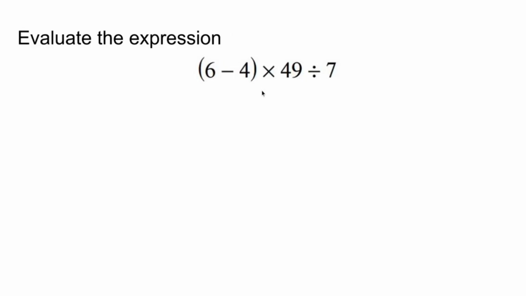Evaluate the expression. So I see a bunch of numbers and symbols, which tells me this is PEMDAS. Now, PEMDAS is an acronym. And what you do first is you start out with everything inside the parentheses. Well, I have something inside the parentheses. It's 6 minus 4, which becomes 2. So drop down the times 49, drop down the divided by 7.